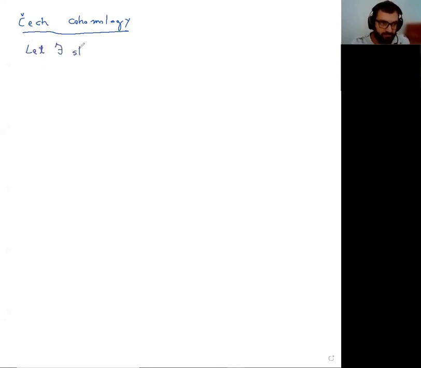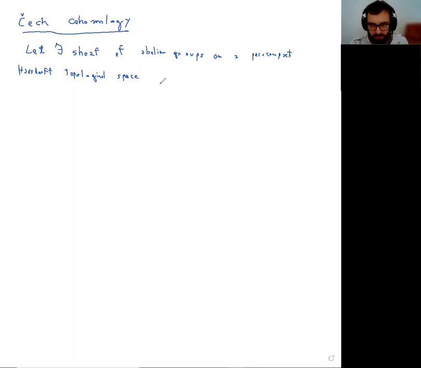So we take a sheaf of abelian groups on a paracompact Hausdorff topological space. Hausdorff is T2, separation of points by open sets. So we don't need to do it for manifolds, we can just do it for any good enough topological space. And then we take a locally finite open cover by open sets.